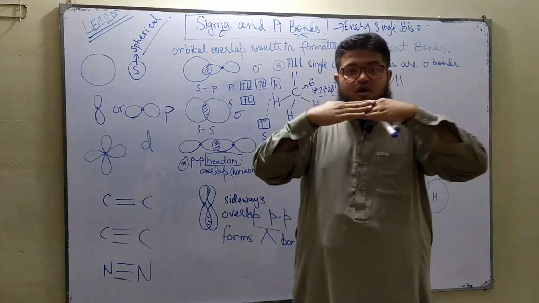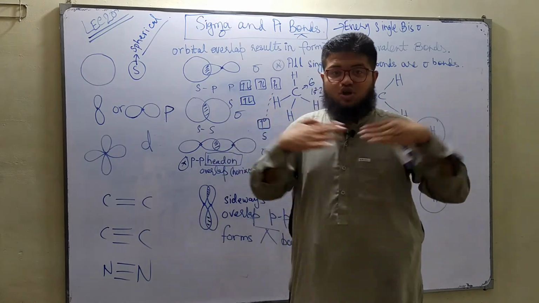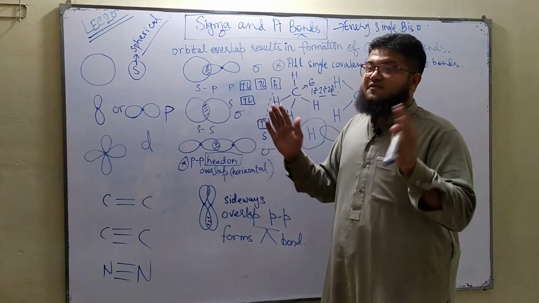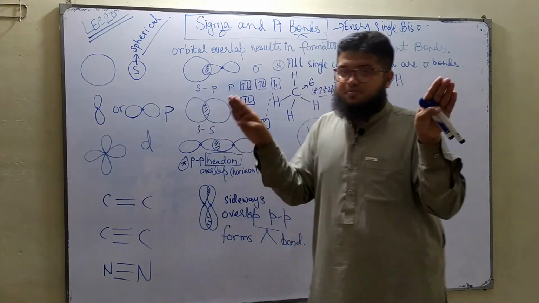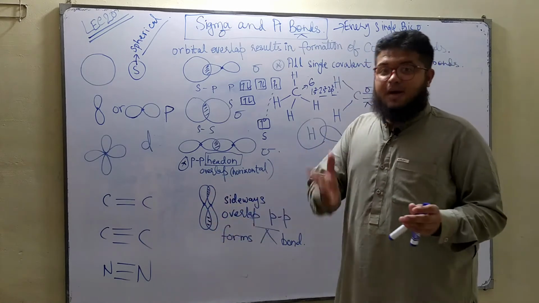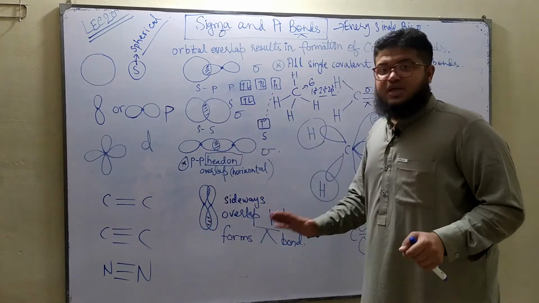If it collides head on and there is only one region of overlap and there is a horizontal overlap between the p orbitals, then it's a sigma bond. And if there is a sideways overlap, meaning both the p orbitals are vertical and there are two regions of overlap, then it's a pi bond. All right, so this is the difference between sigma bonds and the pi bonds.